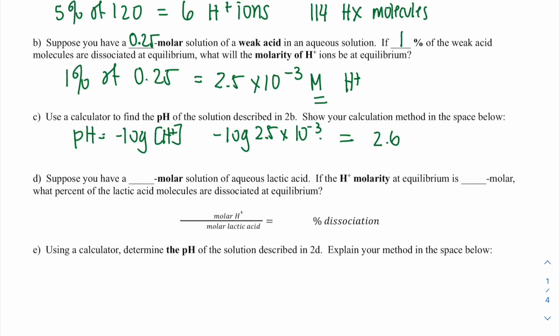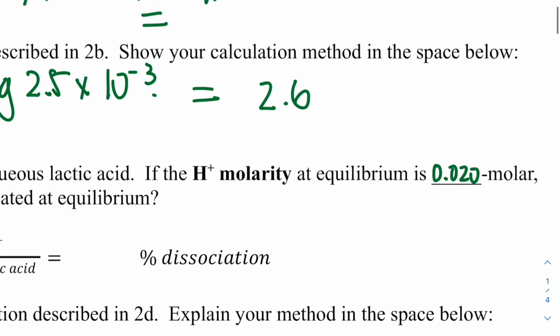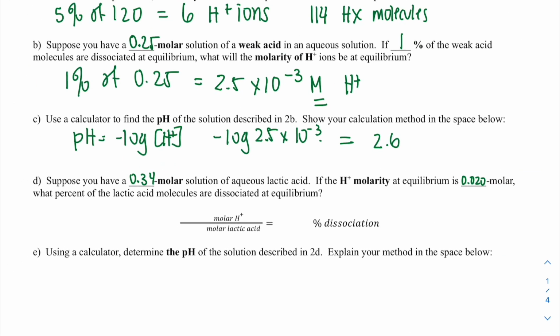Suppose you have a 0.34 molar solution of aqueous lactic acid. Lactic acid is a weak acid. It has a COOH group, a carboxylic acid group. If the H plus molarity at equilibrium is 0.020 molar, what percent of lactic acid molecules are dissociated at equilibrium? And this is where we get to the idea that percent dissociation is dependent upon the molarity of the solution.